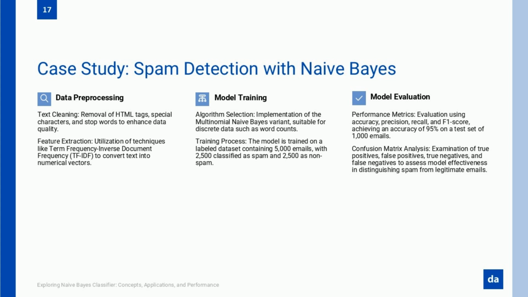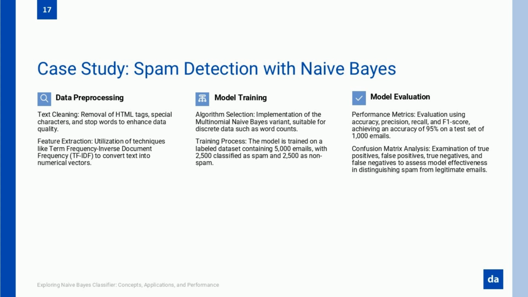The process begins with data pre-processing, an essential step in preparing raw email data for classification. Before the model can make any predictions, the text must be cleaned and structured. This involves removing HTML tags, special characters, and stop words. Common words like "the" or "and" that don't contribute much meaning to classification.